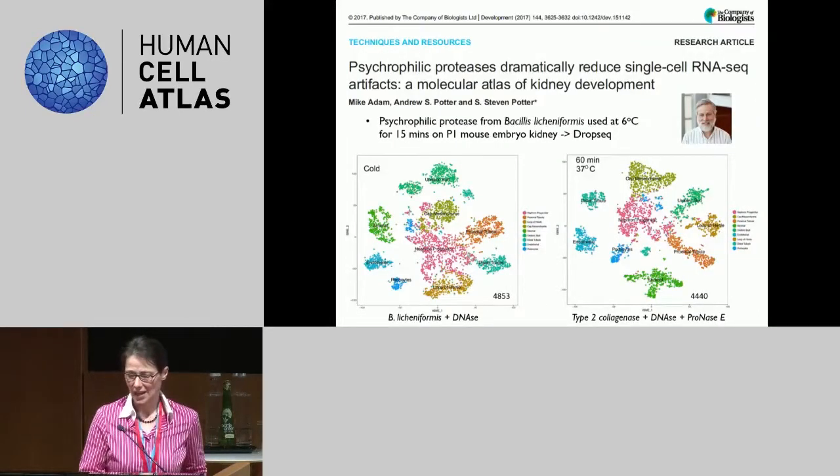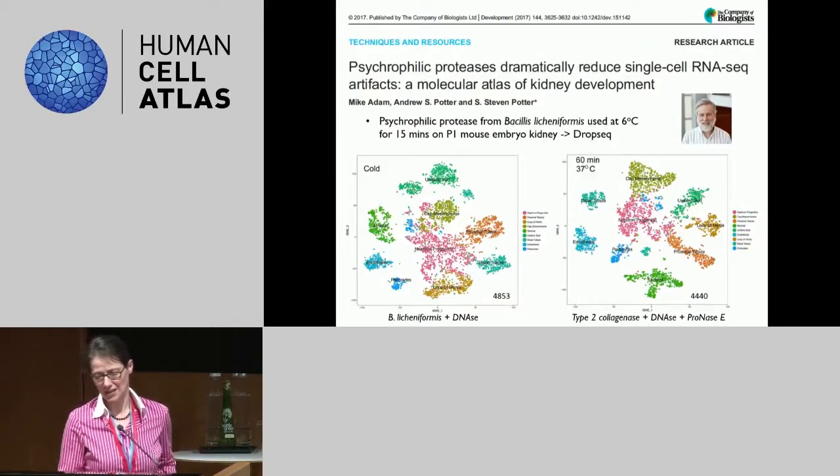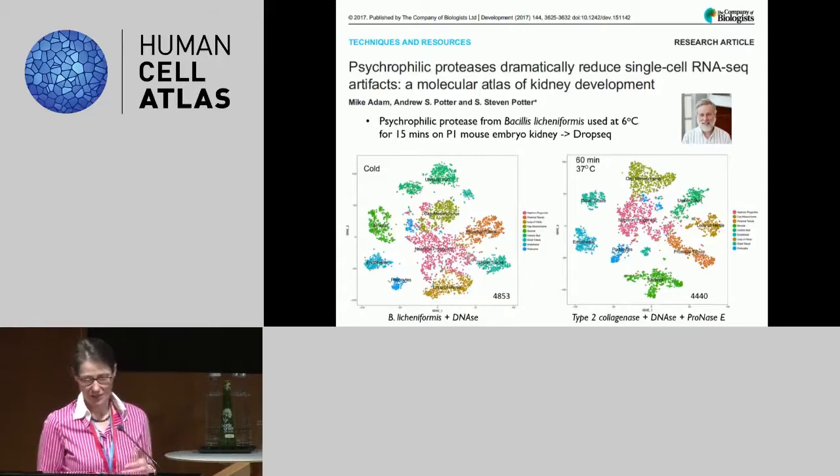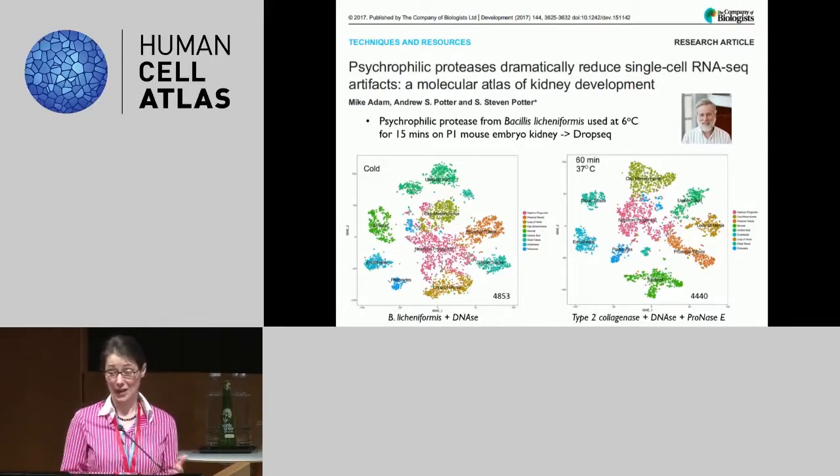And so Steve Potter from Cincinnati has been working to compare the use of this psychrophilic protease against a standard mixture of digestive enzymes that we might use. And he's using this for just 15 minutes and keeping the samples at 6 degrees. So I guess his first question was, well, do we now lose cells that are difficult to get out? And Steve is also interested in the kidney, but actually in the developing kidney. So this is data that he generated on mouse P1 kidneys.